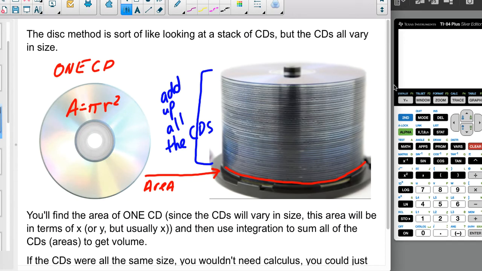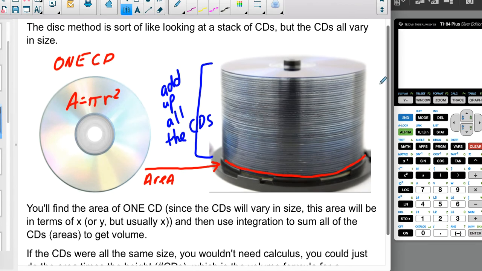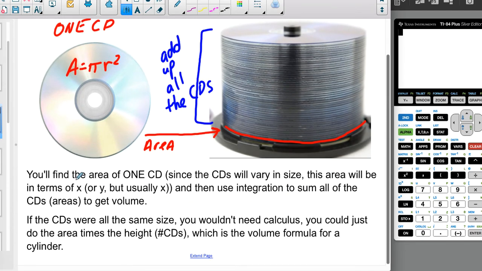So let's talk about what the disk method is. The disk method is sort of like looking at a stack of CDs, but all the CDs vary in size. If I were looking at this stack of CDs, this is a cylinder shape from the outside. Each one of the CDs is a disk, right? And if I put a bunch of the disks together, then I don't just have area, I have volume. I find the area of one CD, meaning area is pi r squared, and I get volume if I add them up in a giant stack together.